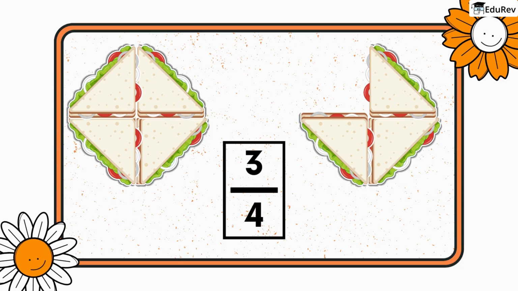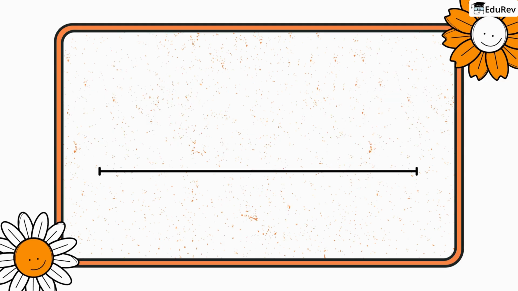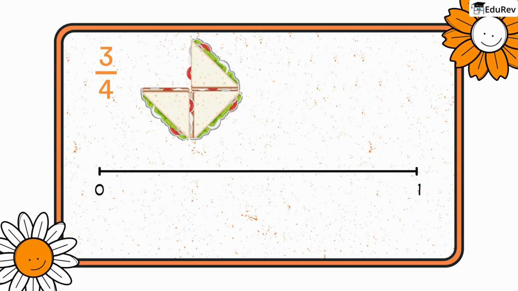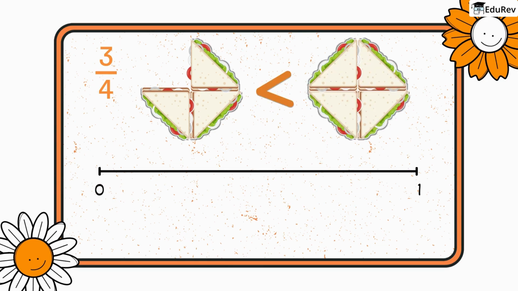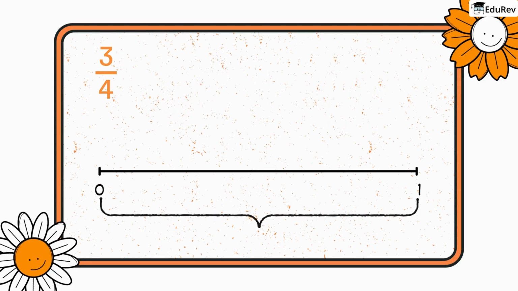Okay, so, back to number lines. Let's start by finding this fraction 3/4 on a number line. The starting point of our number line is 0, and the ending point is 1. This one refers to 1 whole. Now think about 3/4 of the sandwich. We know that 3/4 is less than 1 whole. That means the fraction must go somewhere between the 0 and the 1.